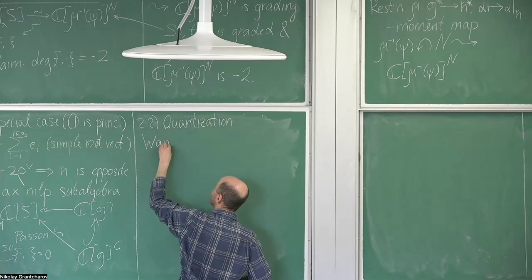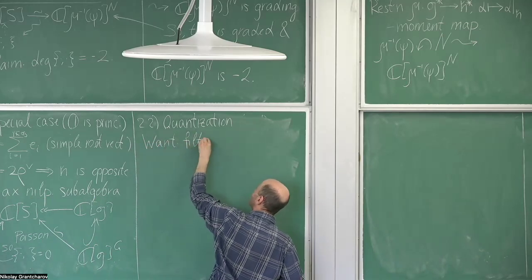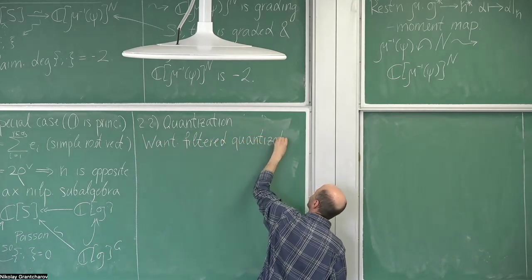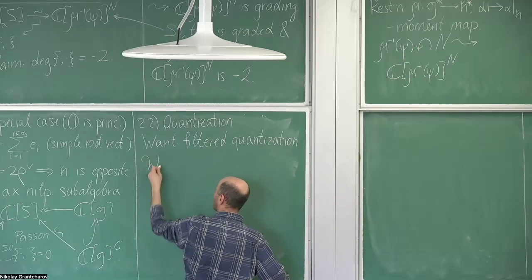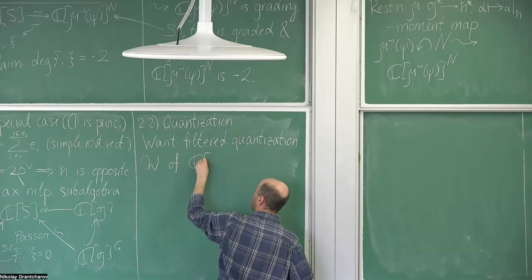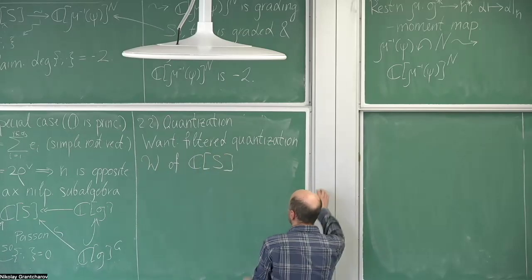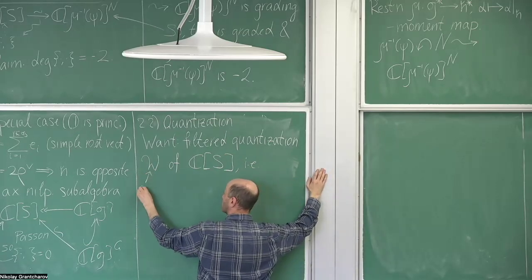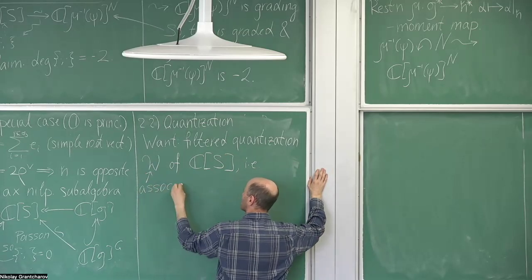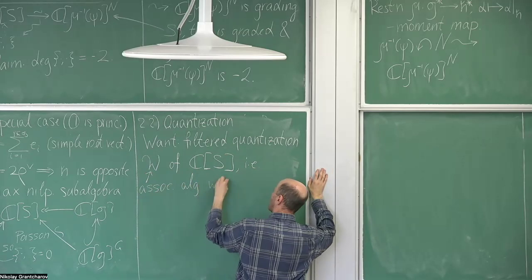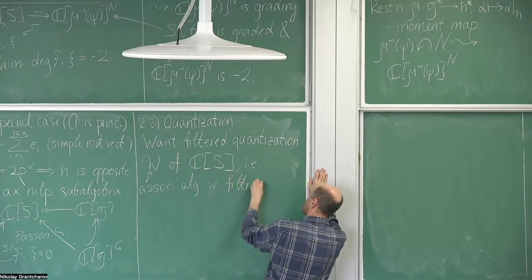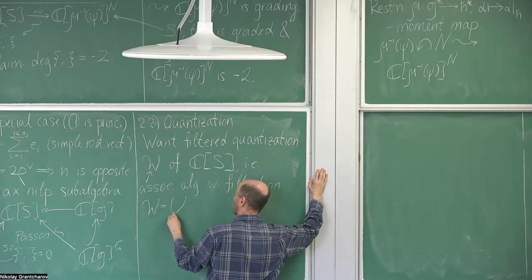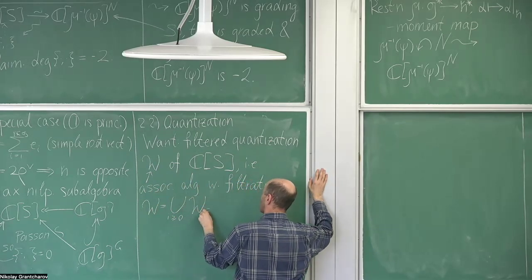I'm going to consider a filtered quantization. I want a filtered quantization, going to denote by Q, of this graded Poisson algebra C of S, by which I mean the following. W here is an associative algebra with the filtration, algebra filtration. W is the union over i bigger or equal than 0 of W less or equal than i.